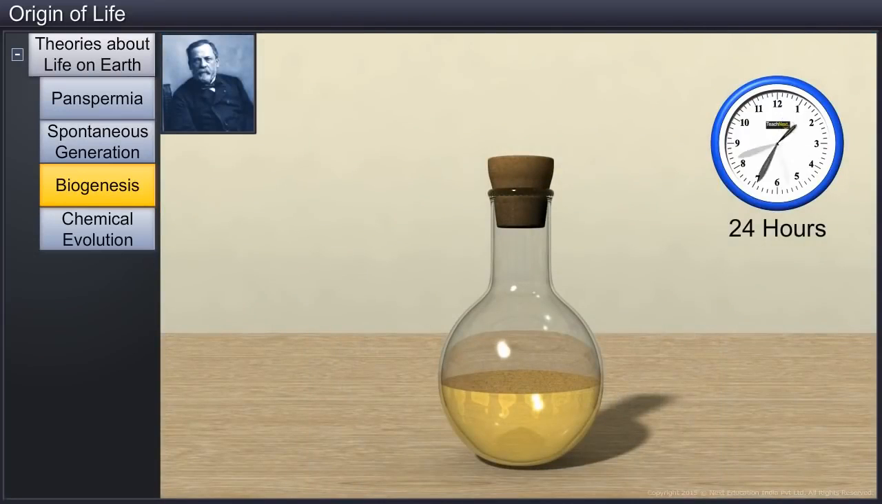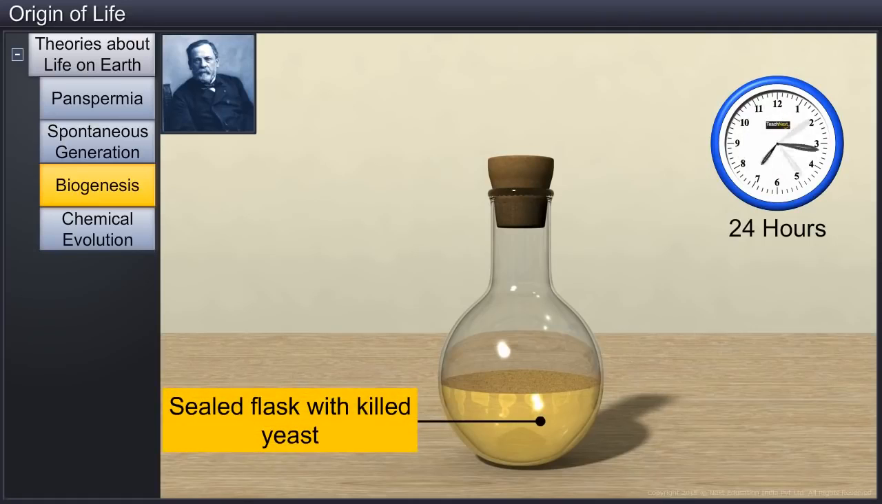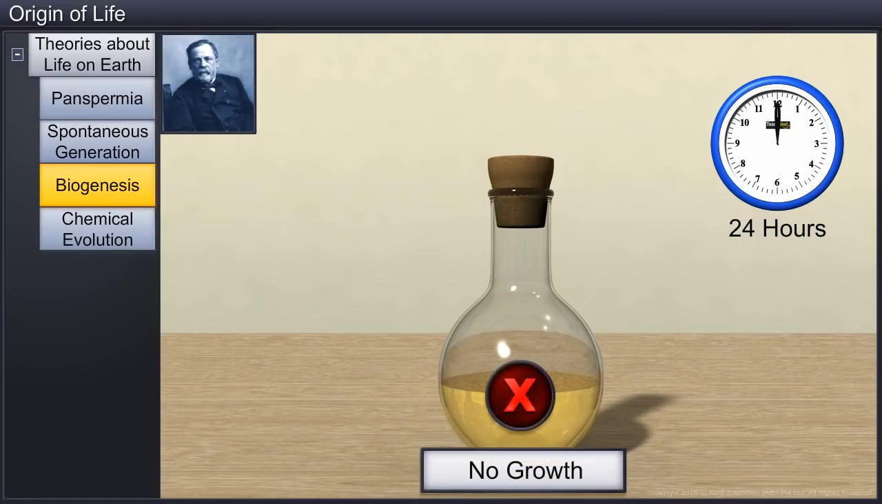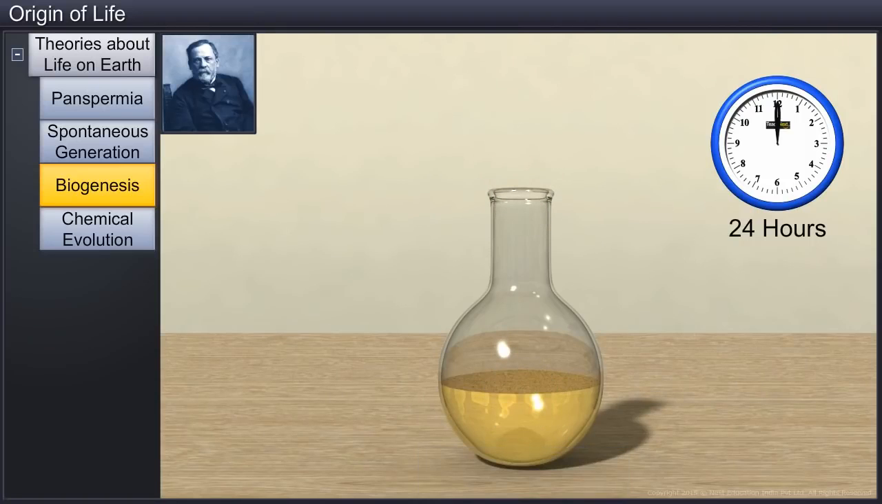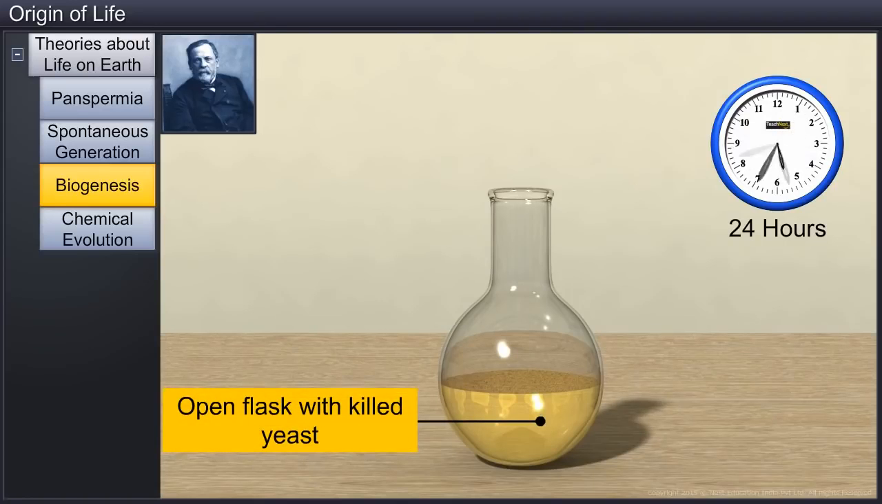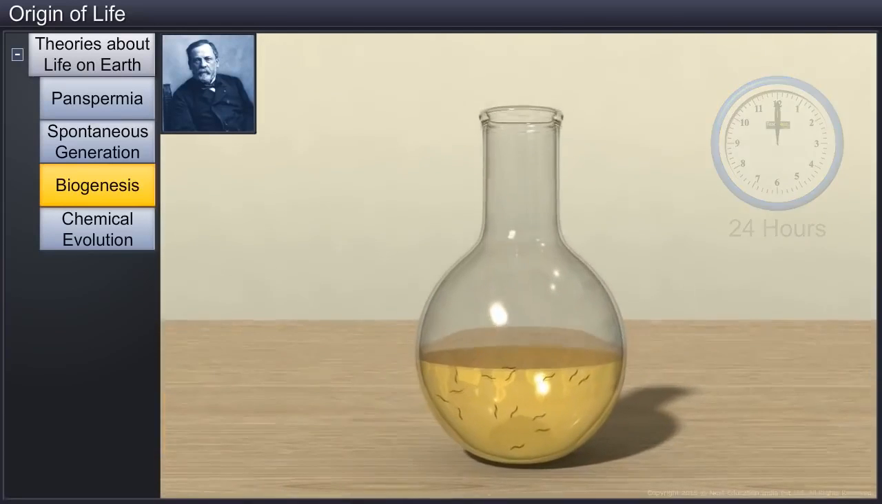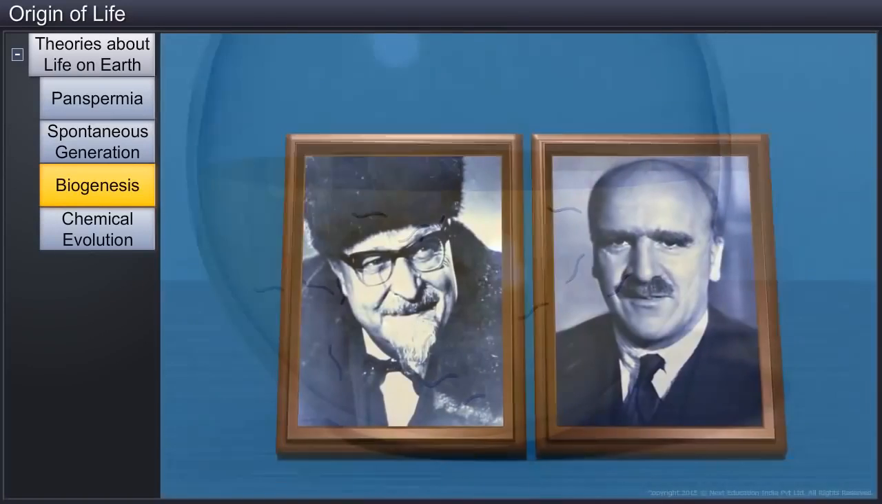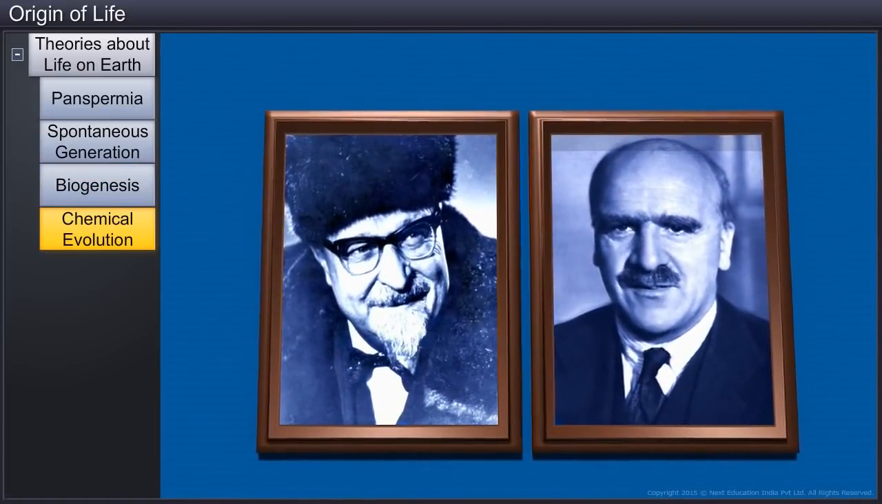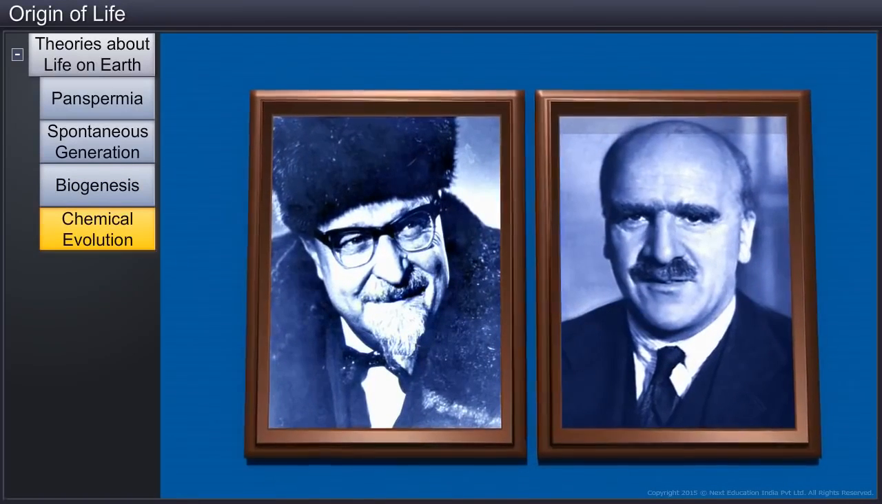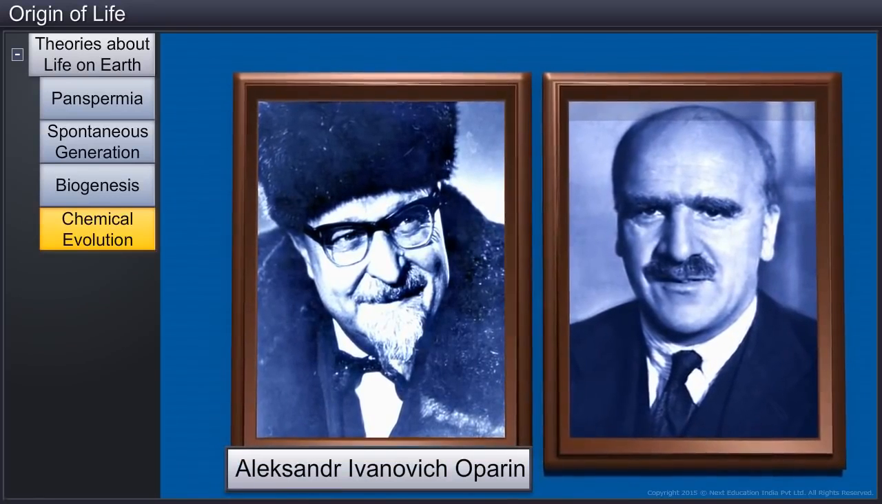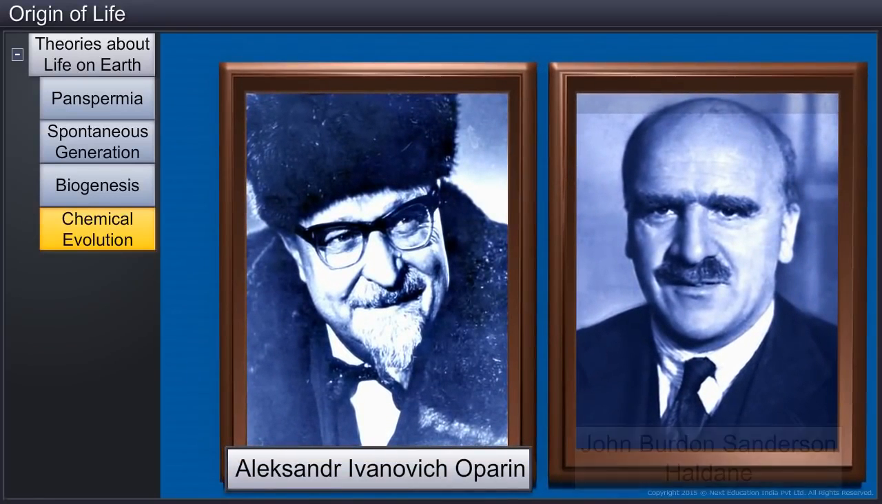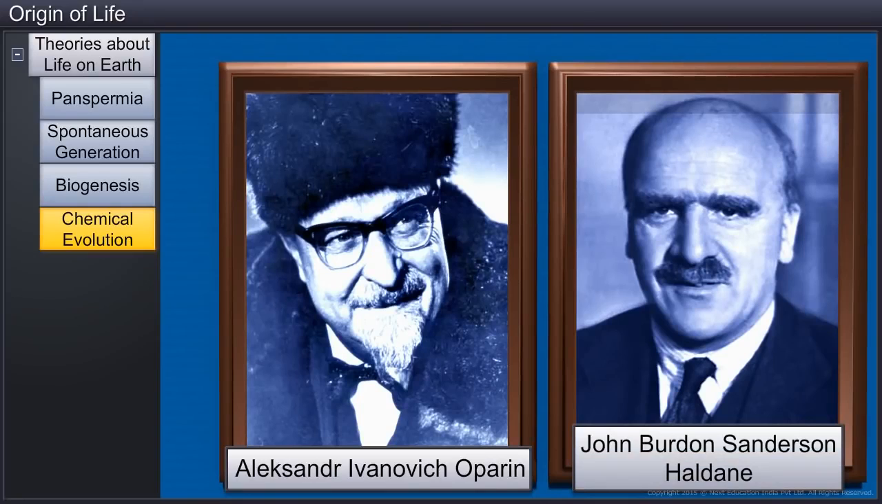In his experiment, he used pre-sterilized sealed flasks with killed yeast. These flasks did not show any signs of life. On the contrary, in another flask, he exposed killed yeast to air. Surprisingly, living organisms were found in this flask. Another theory, called the theory of chemical evolution, was expounded by Russian scientist Alexander Ivanovich Oparin and British scientist John Burdon Sanderson Haldane.